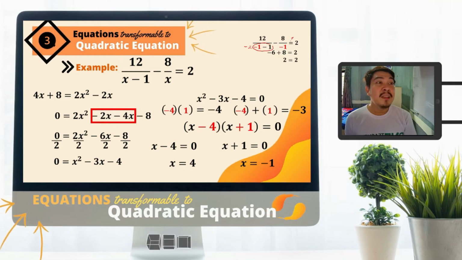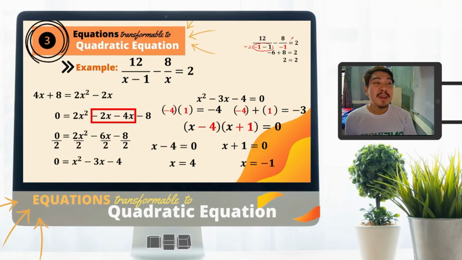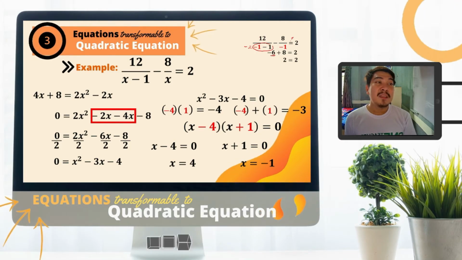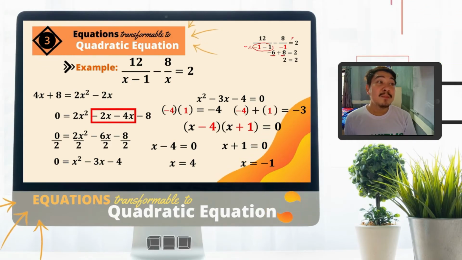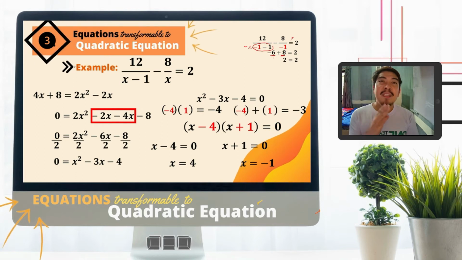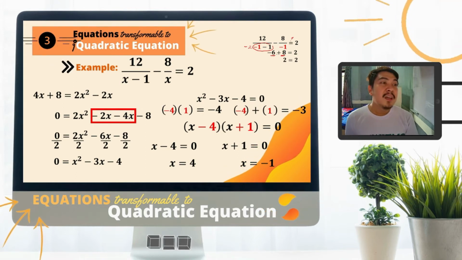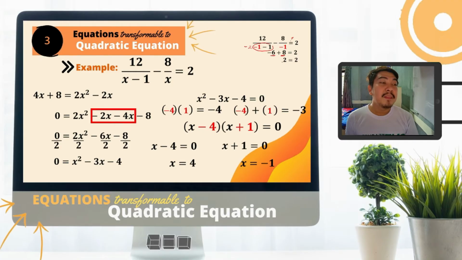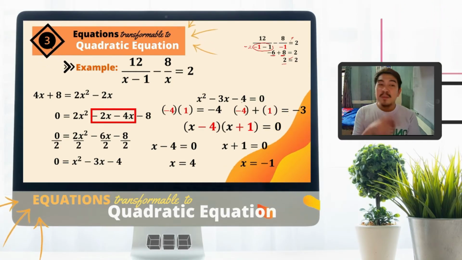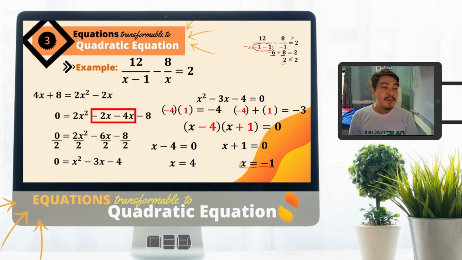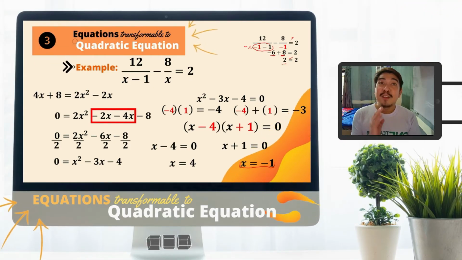Okay? I-simplify pa natin. 12 divided by negative 2, that will give us negative 6. And negative 8 divided by negative 1, that will give us positive 8. So negative divided by negative, that will be positive. So negative 6 plus 8, so that will be 2. So we can now say, since 2 is equal to 2, si x equals negative 1 is another solution of the given equation.